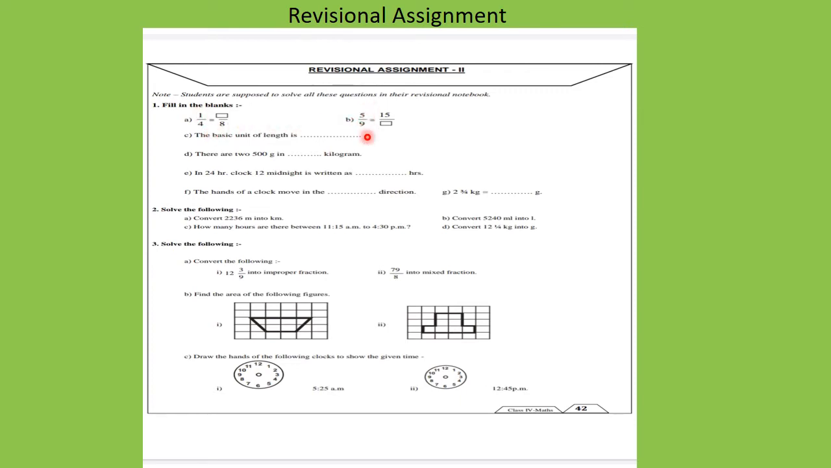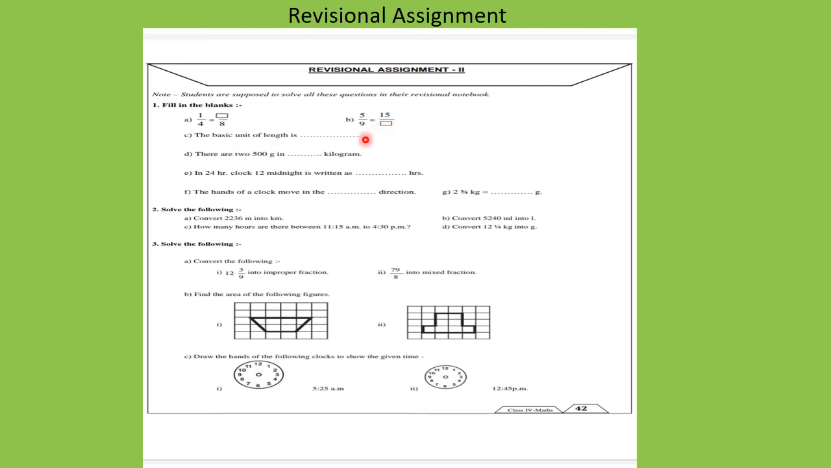Here we have 5 by 9 and 15 by something, and we don't know which number it is. As you can see, 5 has been multiplied by 3, so here we have 15. Likewise 9 will also be multiplied by 3, so the number required as the denominator of this fraction is 27. Now we will see another question.